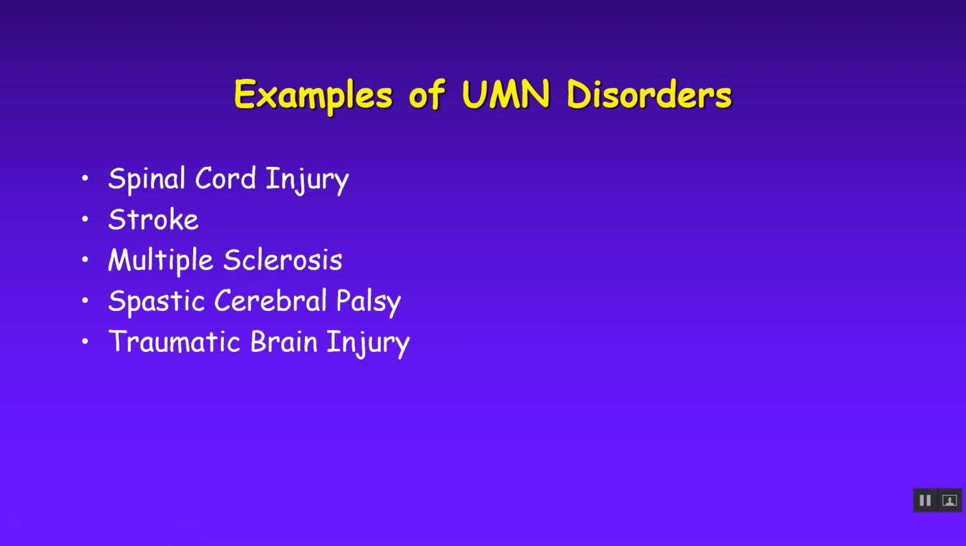Examples of upper motor neuron disorders. Spinal cord injury is an upper motor neuron disorder. Stroke is an upper motor neuron disorder. MS is going to affect upper motor neurons. Cerebral palsy, especially spastic cerebral palsy, is an upper motor neuron type of disorder. And then traumatic brain injury, or any kind of tumor involving the brain, cortex, brainstem, or spinal cord could cause an upper motor neuron disorder. Stroke is by far the most common type of upper motor neuron disorder that you see out there.